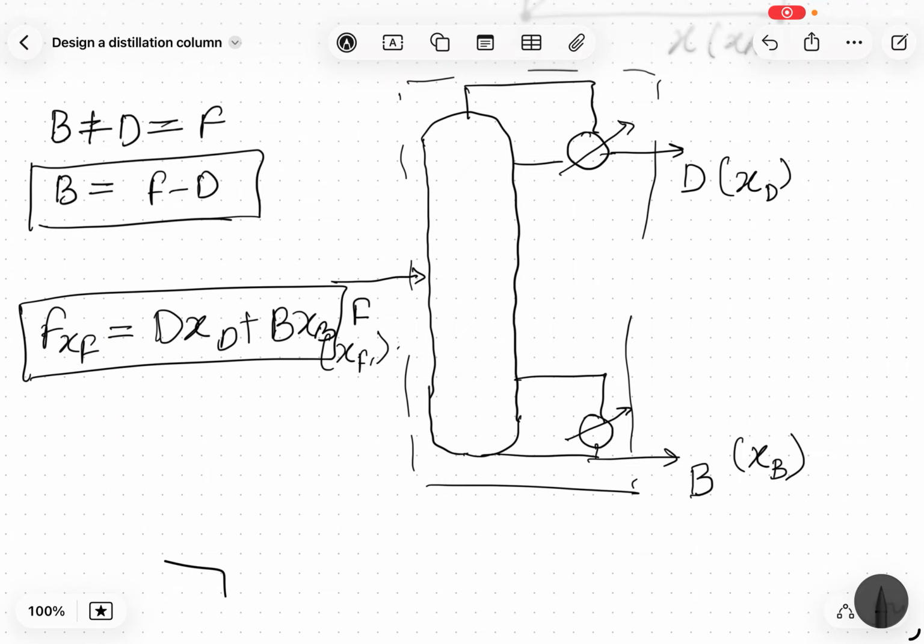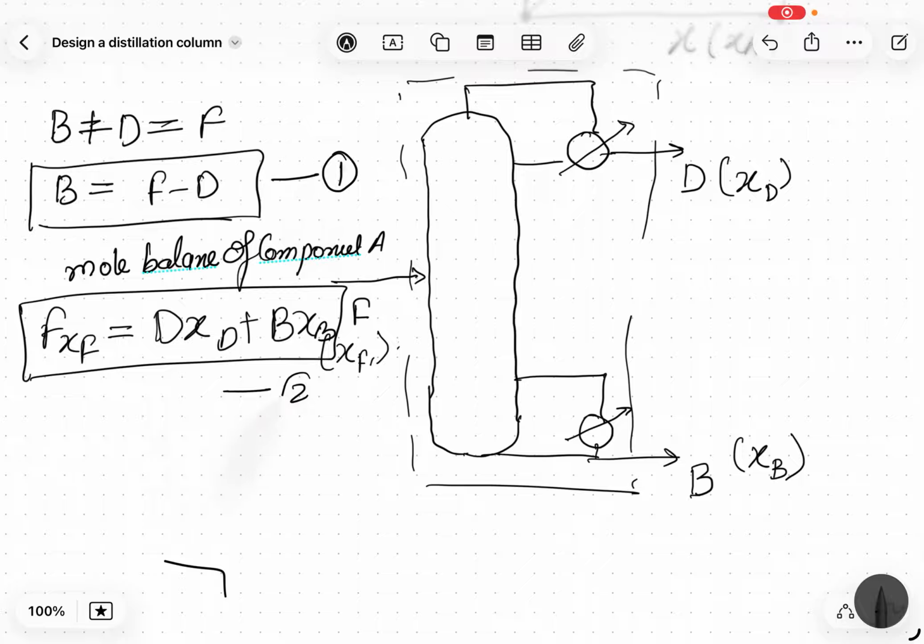I know this very well, because this comes from the simple mole balance of the component A. So this is equation 1, this is equation 2. We might require these equations.